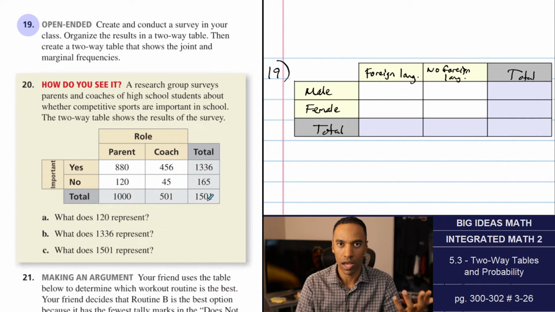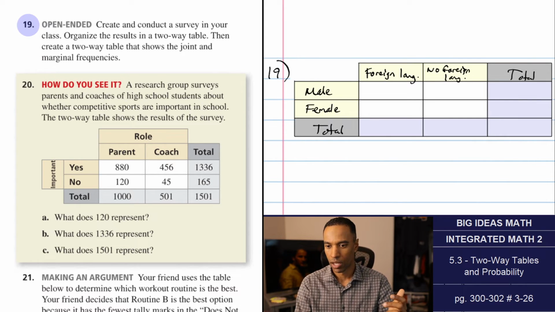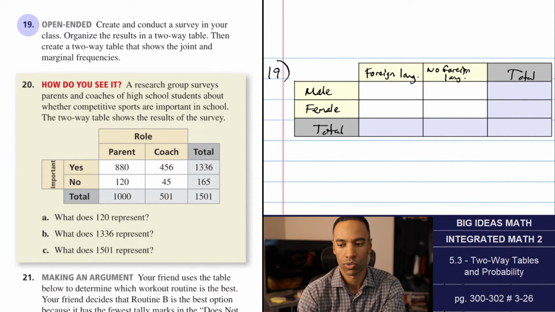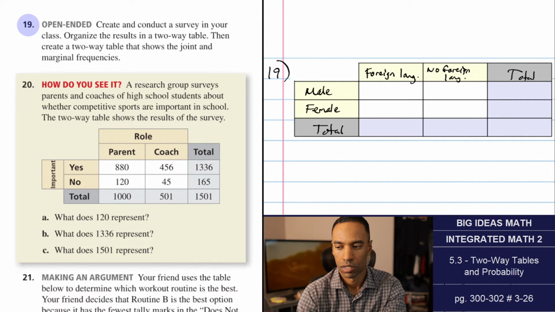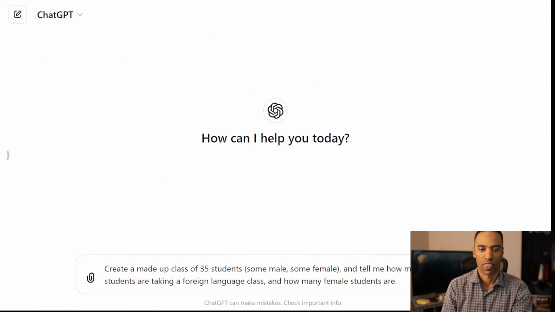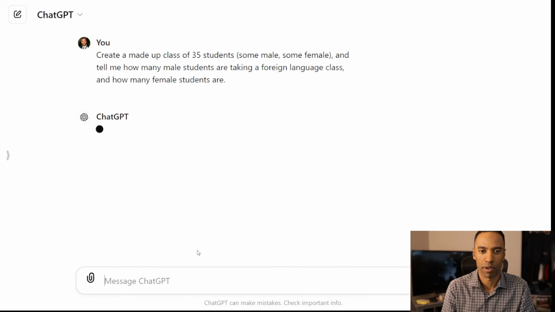Let me use ChatGPT. I'll have them come up with one for me. Create a made up class of 35 students, some male, some female, and tell me how many male students are taking a foreign language class and how many female students are. So I'm going to ChatGPT and I'm asking them that. You'll see the question after. My face is in the way there.